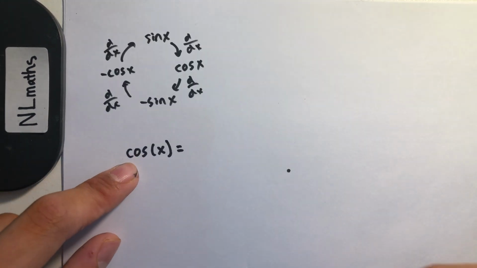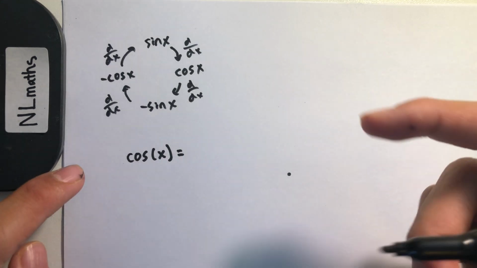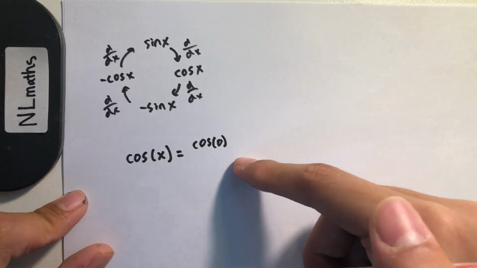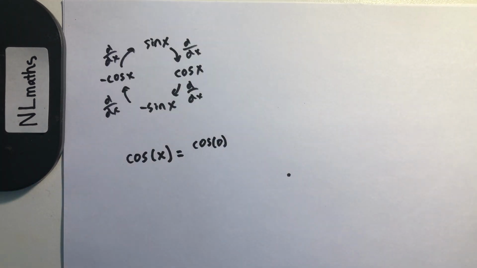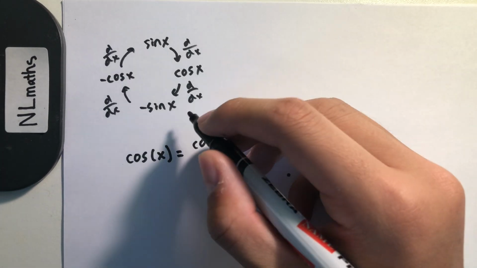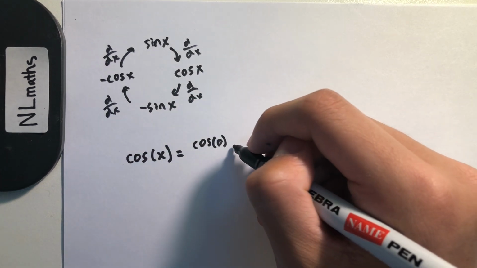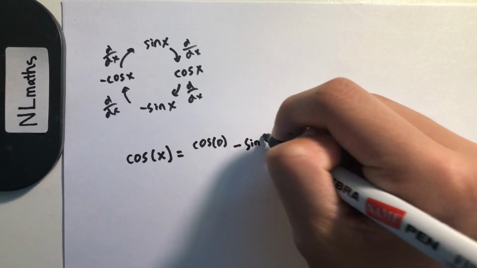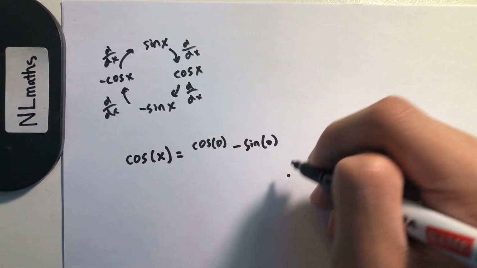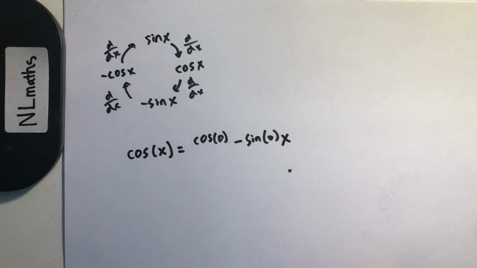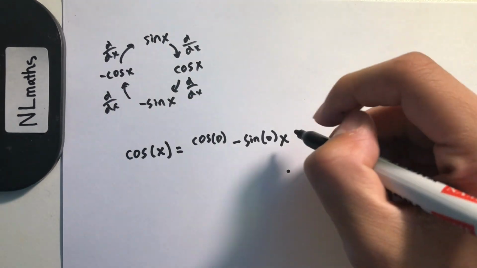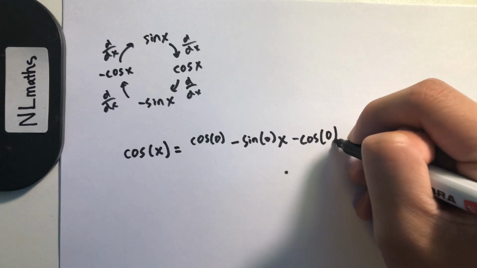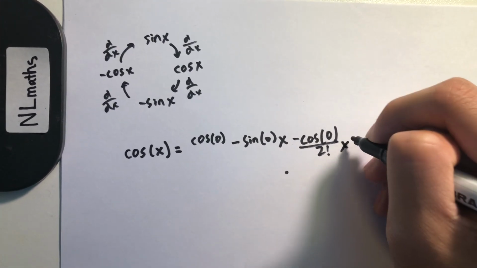So cosine of x, the first one is cosine of x at 0 over 0 factorial times x to the 0, which is all 1. Then we minus, because we're differentiating it once, and that'll be minus sine at 0 over 1 factorial times x. Then this is going to be minus cosine at 0, because this is the second derivative, over 2 factorial x squared.